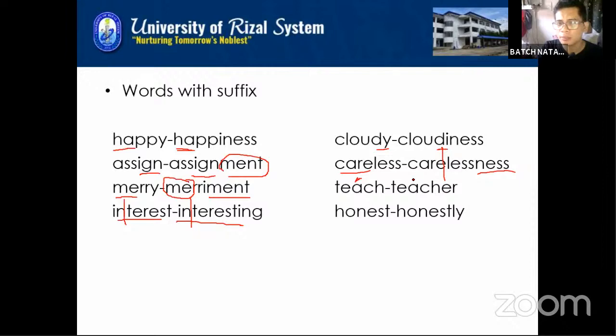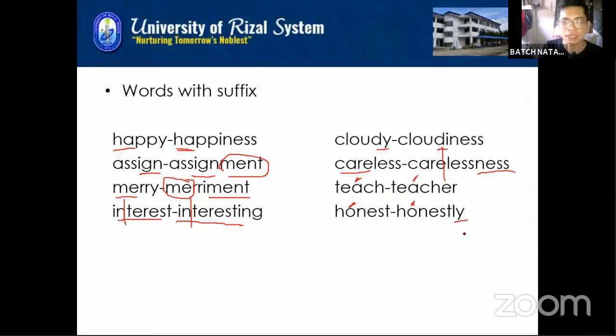By listening attentively, the stress still falls on the first syllable. Then we say honest, honest. The stress falls here. So we say honestly, honestly. Although we add the suffix ly here, it still does not affect the stress on the word. Again, let me read the whole set.